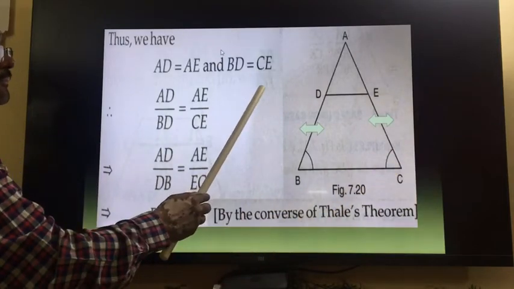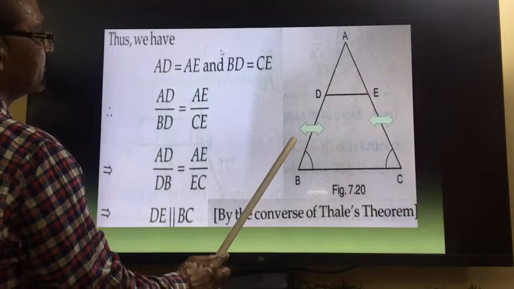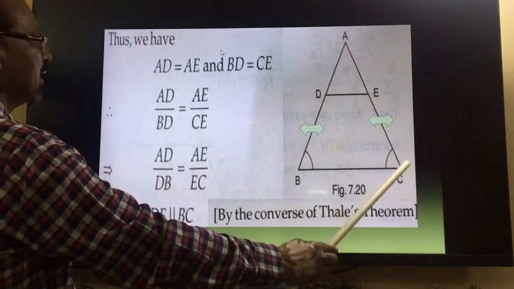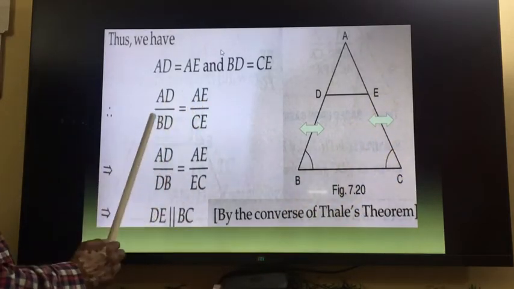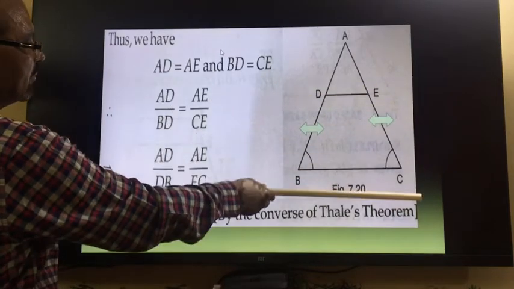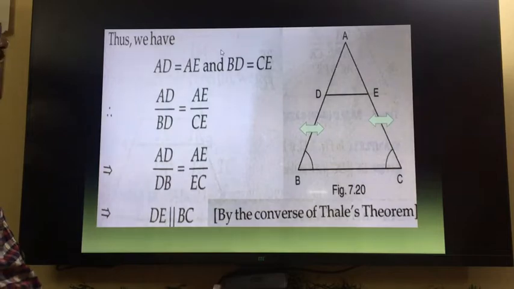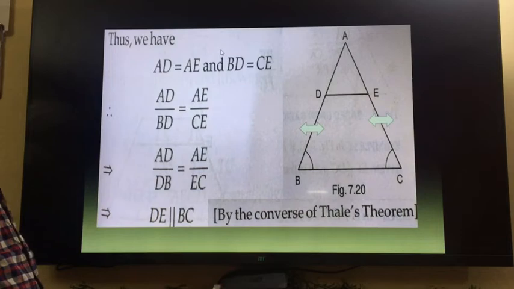Now if we find the ratio of AD and DB, and similarly the ratio of AE and EC, both the ratios will be equal. And if both the ratios are equal, then we can say the DE line will be parallel to BC by converse of BPT theorem. So if the ratios are equal, then this DE line will be parallel to the third side.